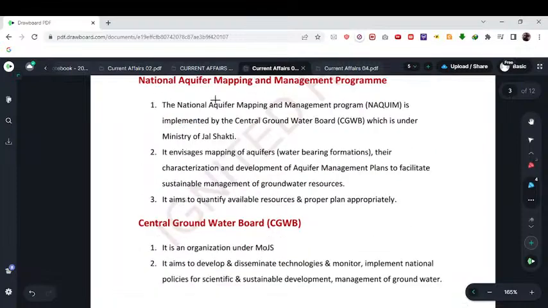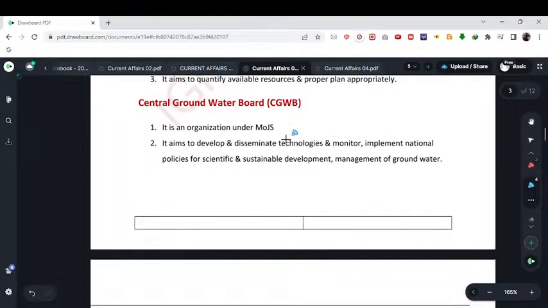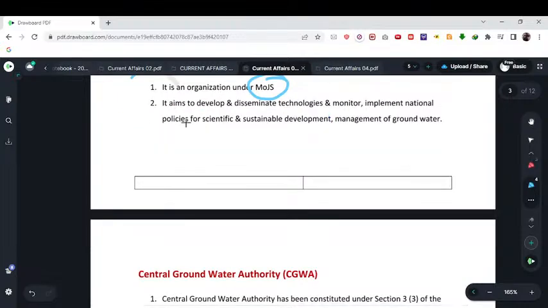Next we see the National Aquifer Mapping and Management Program. It is being rolled out by Central Government Water Board under Ministry of Jal Shakti. Next we see Central Groundwater Board. Now this is also under Ministry of Jal Shakti, and it aims to develop and disseminate technologies and monitor, implement national policies and scientific and sustainable development.